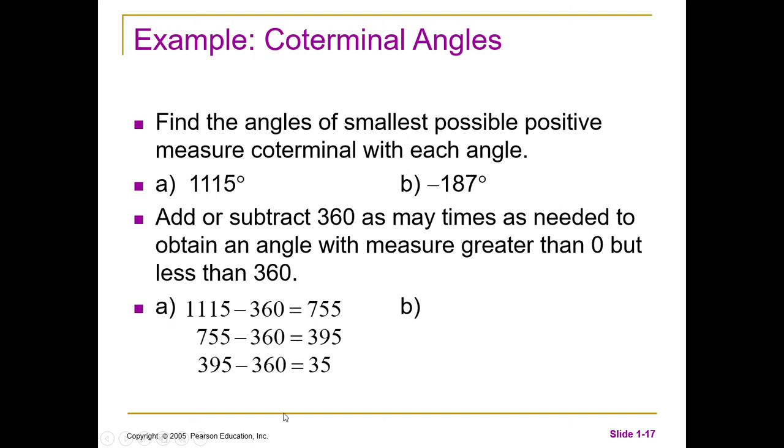Where 35 is along the first quadrant, di ba? So doon yung 35 natin, 35 degrees. Dito naman, negative, so 173. Kaya nasa paikot to, kasi sa baba gagaling ang negative niya. Okay.